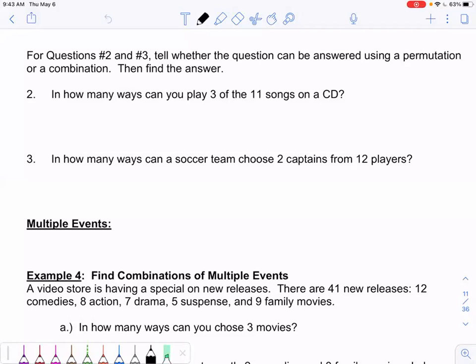This is actually a permutation, and it is tricky. The difference is that you're physically playing the songs and not just choosing songs to play. You're listening to one song first, and then a second song, and then a third song. I'm going to play them in a certain order. I can't play them all at the same time. So there are 11 songs, and we are picking 3 of them to play.